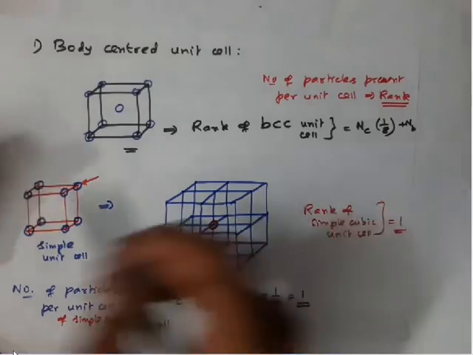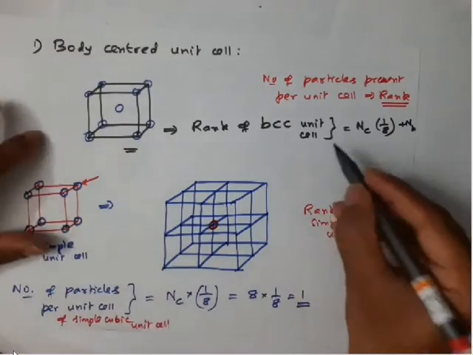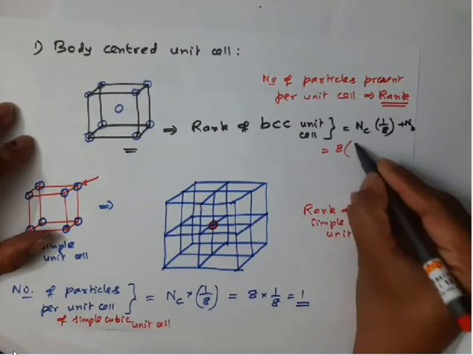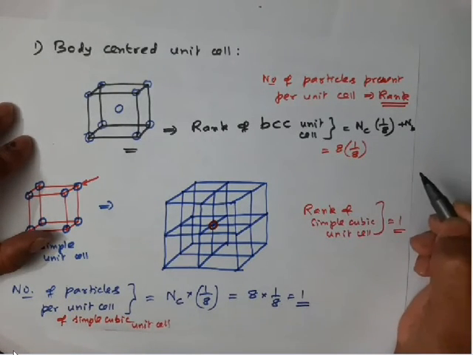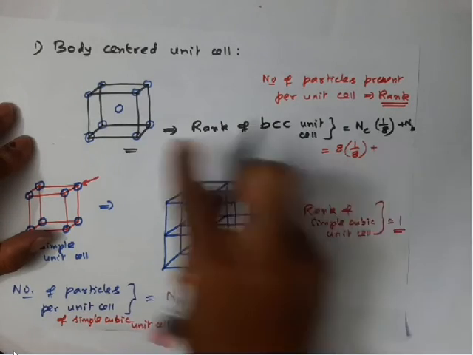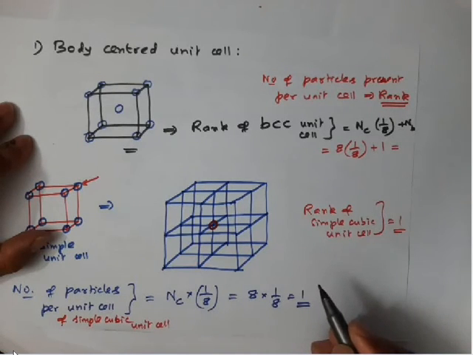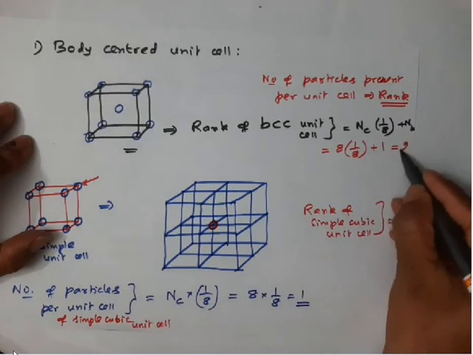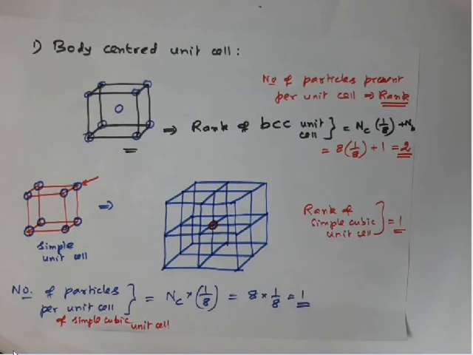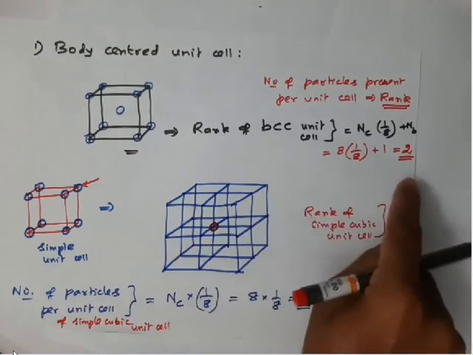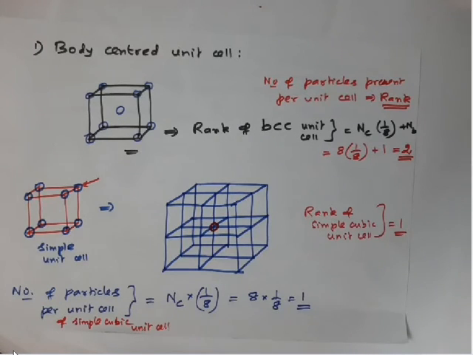So now tell me, how many corner atoms are there? 8, sir. 8 corner atoms. Each corner atom is shared, contributing 1 by 8 to the unit cell. And how many body center atoms are there? 1, sir. So what's the answer? 2. That's all. So for simple cubic unit cell, rank is 1. For body centered cubic unit cell, rank is 2. Rank means number of atoms per unit cell.